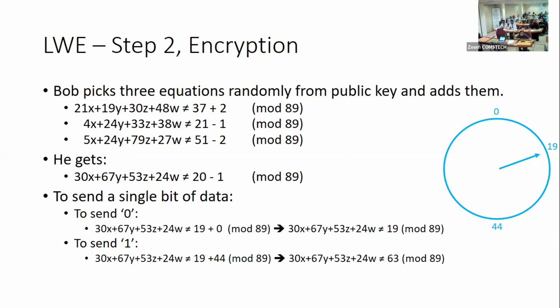Okay. So now what Bob has sent to Alice for 1 bit is 1 equation. So even for a small sentence, you can imagine how many equations Bob will be transmitting. A huge number of equations. But with today's modern high-speed internet, this is possible.